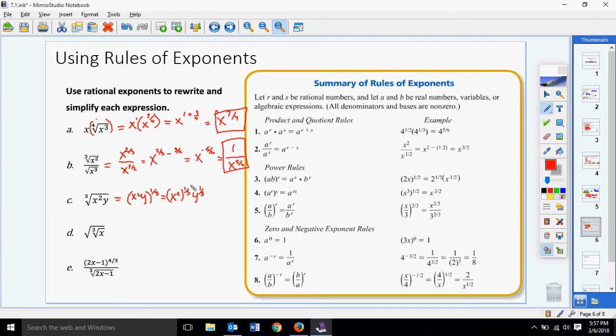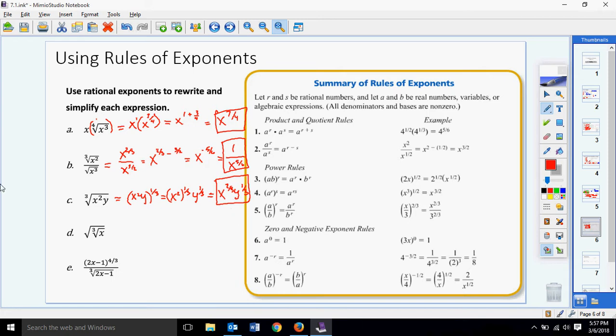Well, I can simplify this further because look at our x squared to the 1/3. That's a power on a power. That's rule 4. A power to another power means I multiply them. So a 2 times a 1/3 is 2/3. So I have x to the 2/3, y to the 1/3. I cannot combine any further because my x and my y are not the same base.